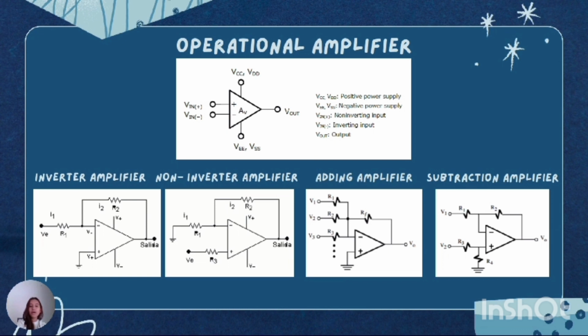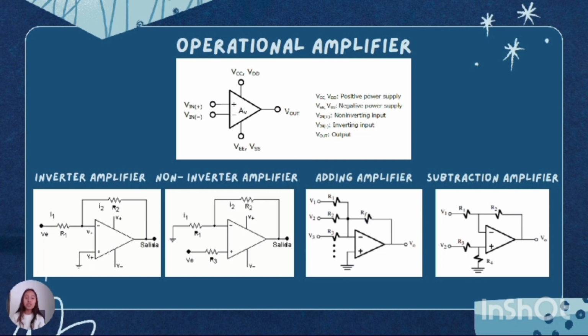Op-amps have a wide range of applications, including signal amplification, signal filters, adders, subtractors, integrators, and shunts. In the figure, there are two bipolar feeding pins, a non-inverting input and an inverting input, and an output. We also see the positive power supply and negative power supply.